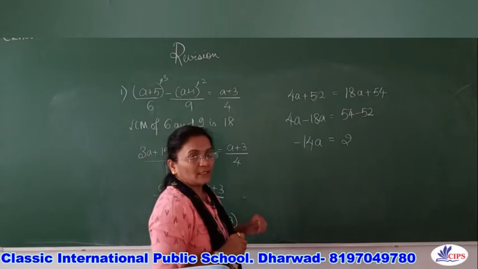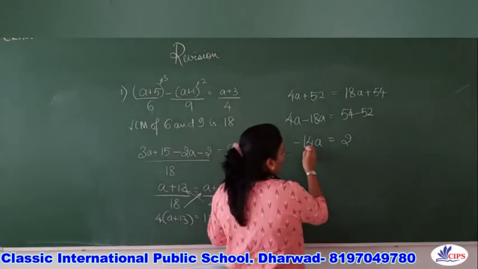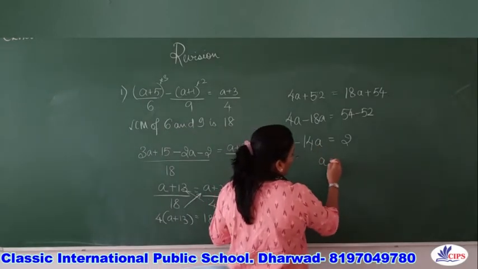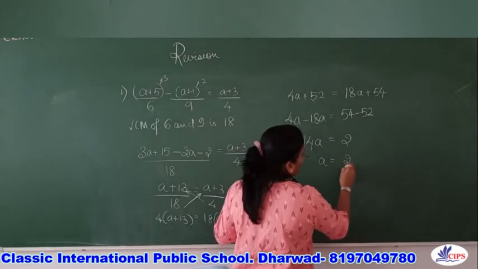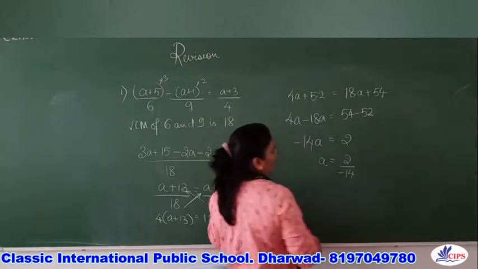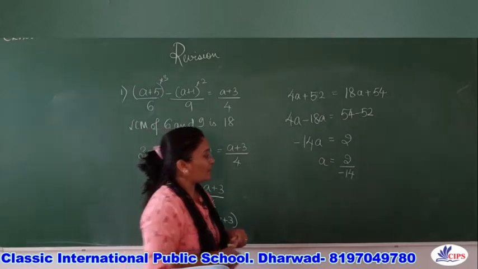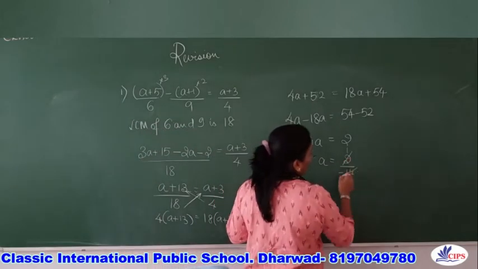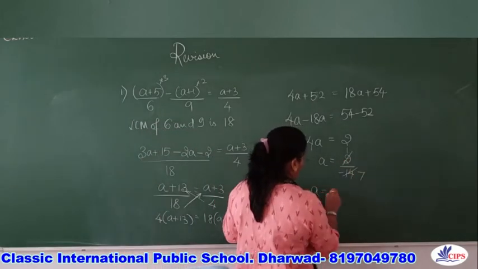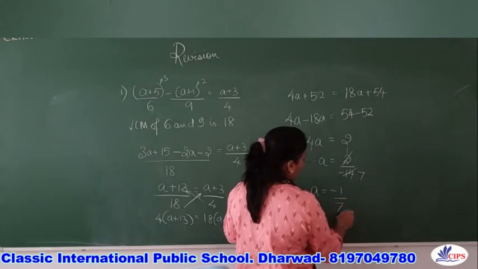Now let us write the value of a. As 14 is multiplied to a, when I shift that 14 to the RHS, it becomes 2 divided by minus 14. What is 2 divided by minus 14? It's 2 ones are 2 and 2 sevens are 14. So our a value is minus 1 by 7.